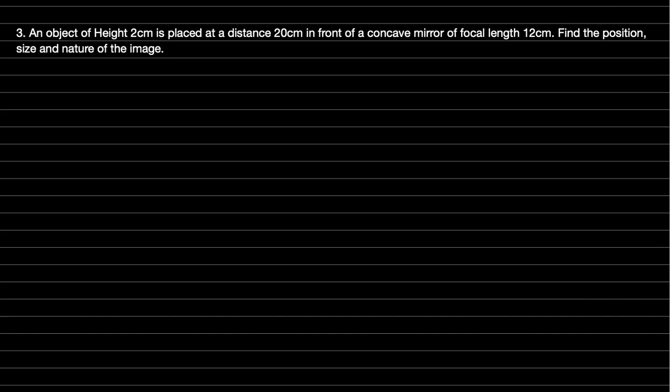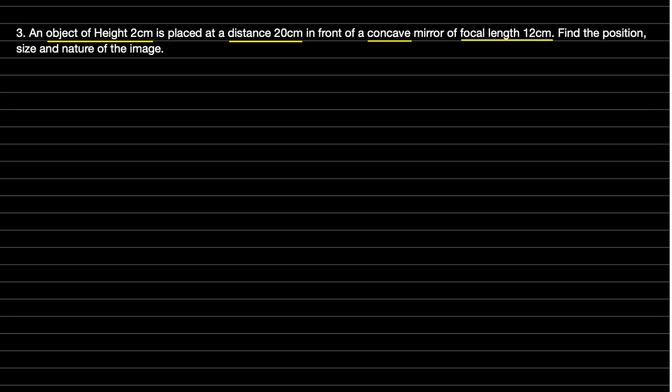Now for understanding this, sign convention is 100% required. So here an object of height 2 centimeter is placed at a distance 20 centimeter of a concave mirror of focal length 12 centimeter. Now this matters, I would tell you how. We need to find the position, size and nature of the image.